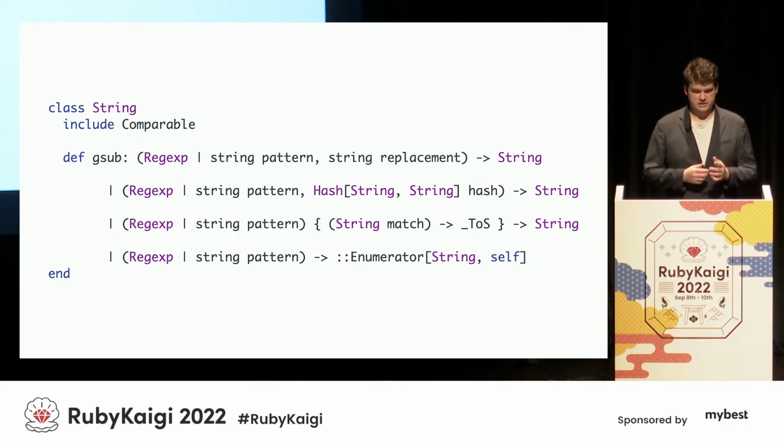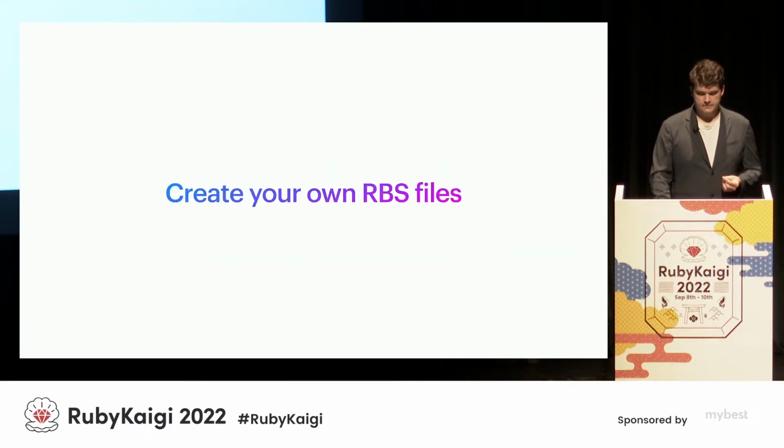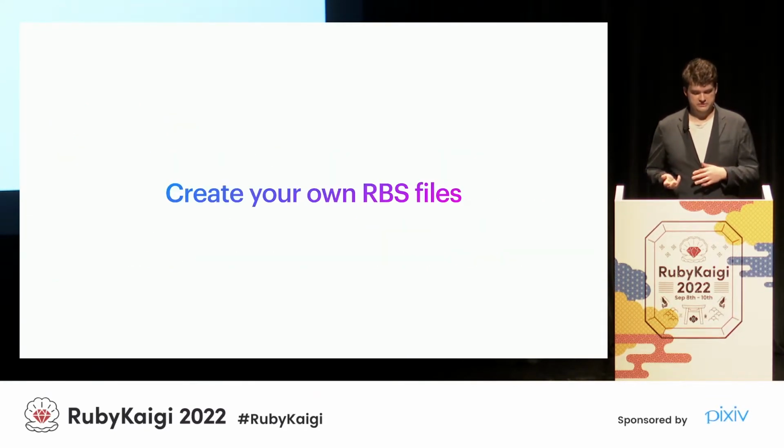Like call sequences, in RBS a method can have multiple signatures. This example is the gsub method from the string object. You can also define your own RBS files and have them type-checked by the RBS library.